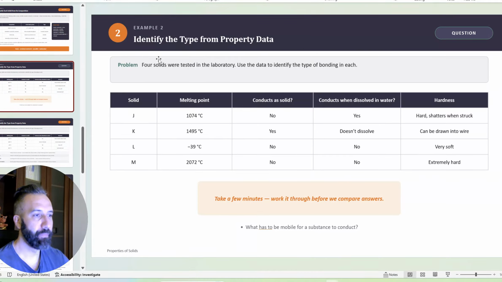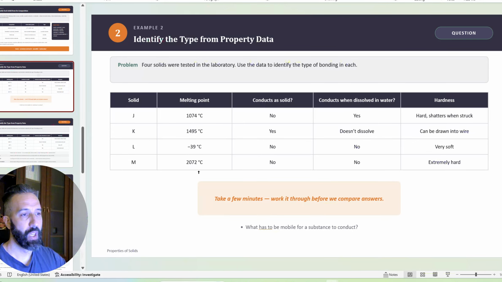Let's see. This one doesn't conduct as a solid, but conducts when dissolved in water. That's only ionic can do that, right? This one doesn't dissolve and conducts as a solid. That's obviously a metal, so it's metallic, right? This is a very low melting point. That tells me this is just a normal covalent molecular compound, right?